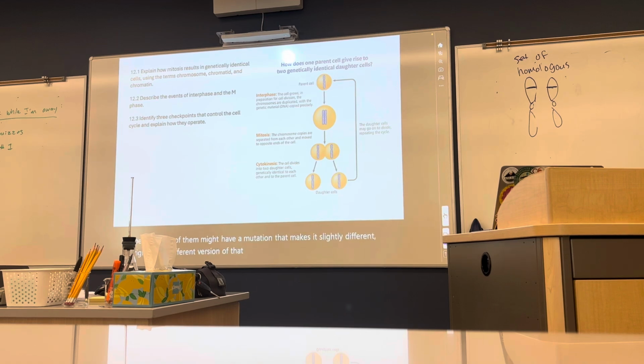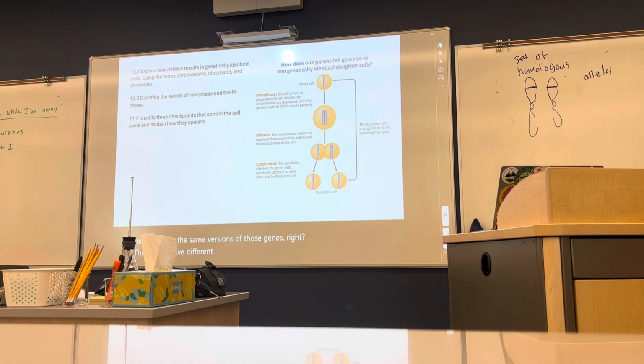In which case, what do we call two versions of the same gene? Alleles, yes. So alleles are two versions of the same gene. Homologous chromosomes are going to have all the same genes, but they may not have the same versions of those genes. They might have different alleles.